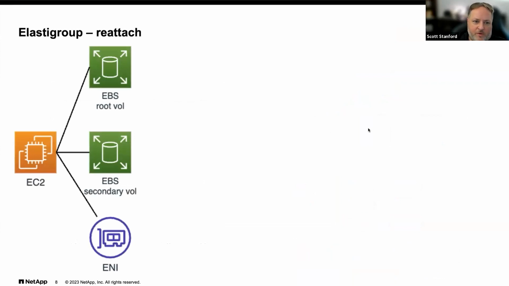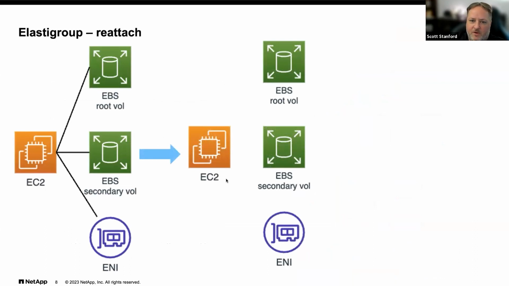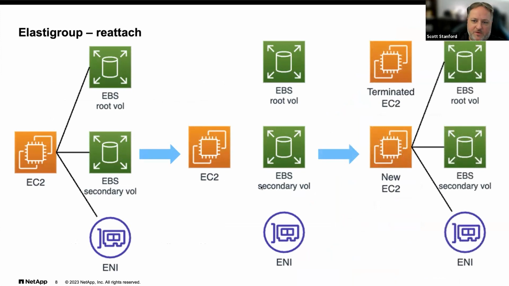So in this case, we have an EC2 that's running, it's going to be terminated, and this is with the reattach. First thing that happens is the EC2 gets shut down, the volumes get detached, the ENI gets detached, and then when the new instance comes up, it makes use of those same volumes and ENI. So you can preserve your IP, everything looks and feels the same. Again, it's just going through that shutdown process and booting back up.